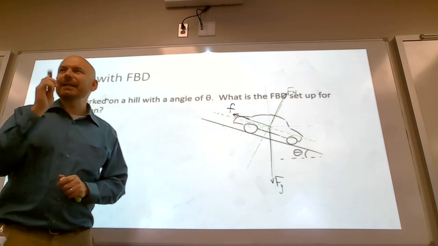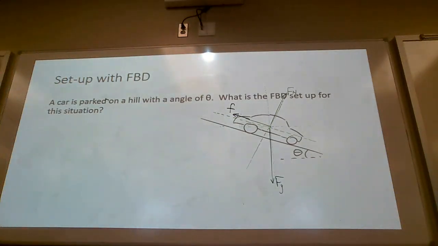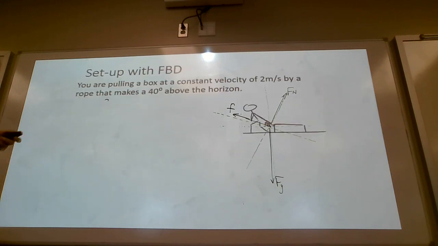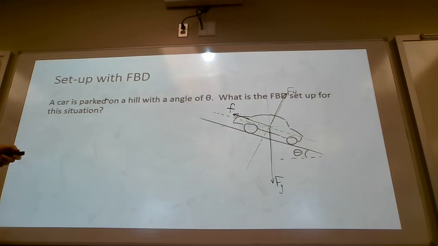Only tilt the axis when your object is on an incline. Here, we did not tilt the axis. The object is on a horizontal surface. Yes, something was at an angle, but don't tilt the axis. Only tilt the axis when you're on a hill, an incline, a ramp, slide, anything like that. Good with that? Then you can tilt the axis.